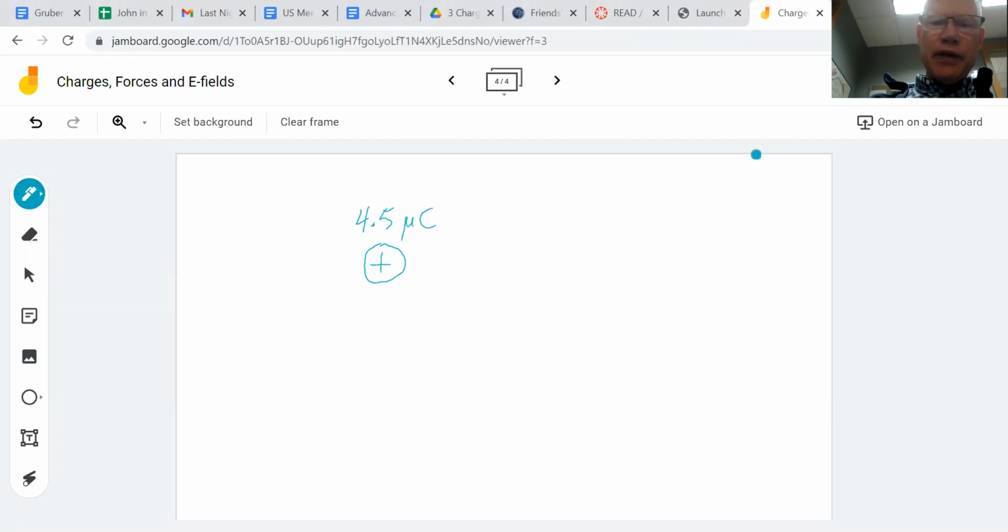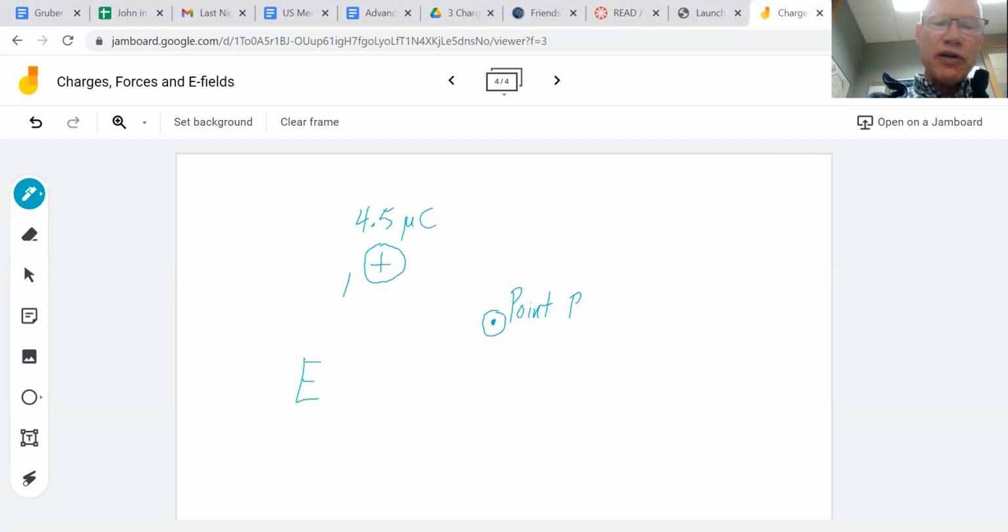So out here, some distance away from that charge, is a point in space. We're just going to call it point P. There is no charge there. It's just a place. So we can't talk about the force on point P because there's nothing there to feel a force. But even though there's nothing there, we can talk about an E field at point P.